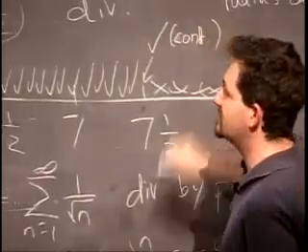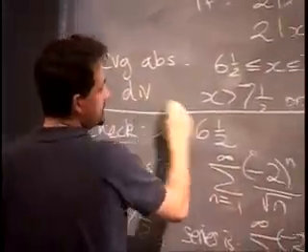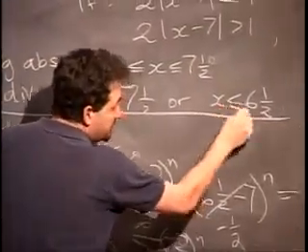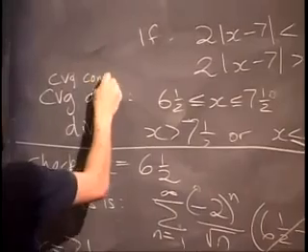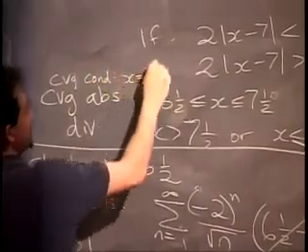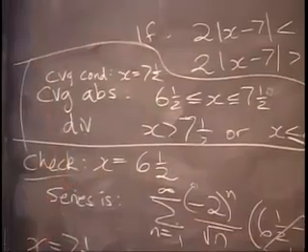So it's worth adding this to the summary here: it diverges at x equals 6.5, but it converges conditionally at x equals 7.5. So there is the complete answer to the problem.